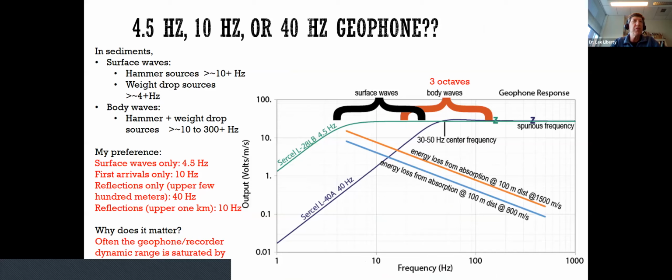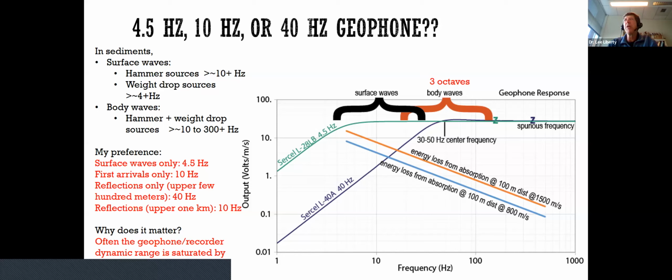When I showed that page of equipment from PASSCAL, I mentioned that there are both 4.5 hertz phones and 40 hertz phones available. I thought I would just take a minute to talk about why you would want a 4.5 hertz phone versus a 40 hertz phone for something like active source imaging. So the plot on the right shows the output in volts per meter per second versus frequency. These are log plots, for 2 phones that I grabbed off of the Sercel website. So this is a 4.5 hertz phone and a 40 hertz phone. Different vendors, they're pretty much the same in terms of the response.